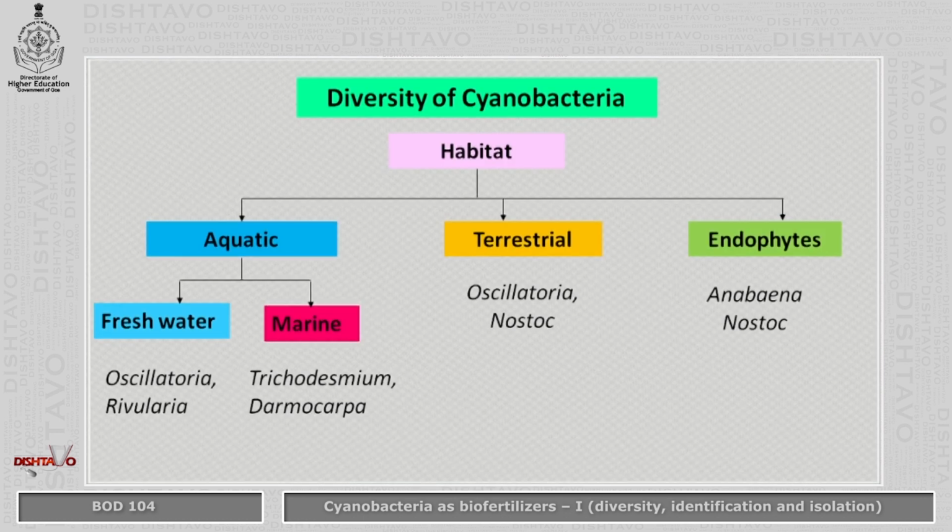Now, with respect to habitat, we see diversity in cyanobacteria. They can be aquatic, wherein we get freshwater forms as well as marine forms. For freshwater, we have examples such as Oscillatoria and Gloeotrichia. For marine, we have Trichodesmium and Dermocarpa. For terrestrial, we have examples such as Oscillatoria and Nostoc. They are also found as endophytes, as in the coralloid roots of Cycas, and in the thalloid lobes of Anthoceros, and so on. So here we have Nostoc and Anabaena, which are found as endophytes.